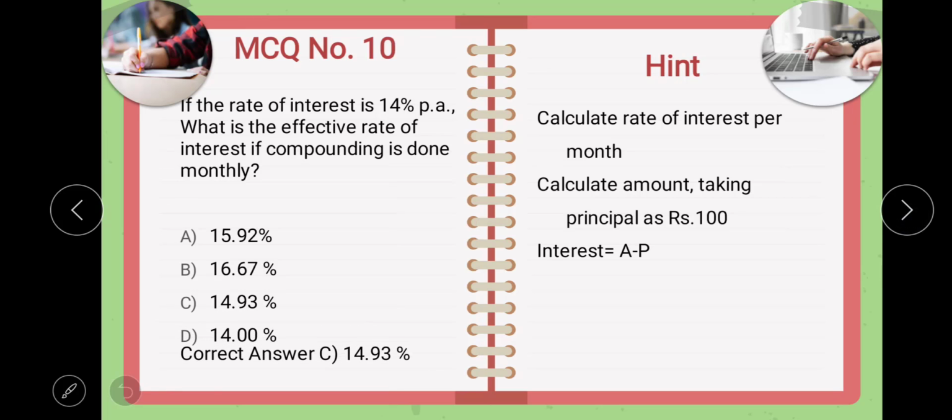Yes, now the answer is 14.93%. So the correct option is 14.93%. In this way you can calculate the effective rate of interest for a particular period when it is compounded monthly, half yearly, quarterly or yearly.